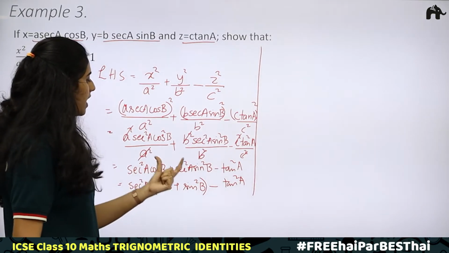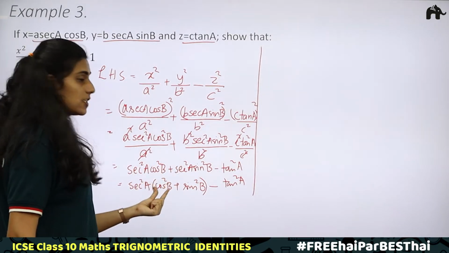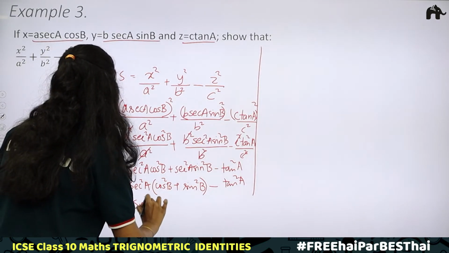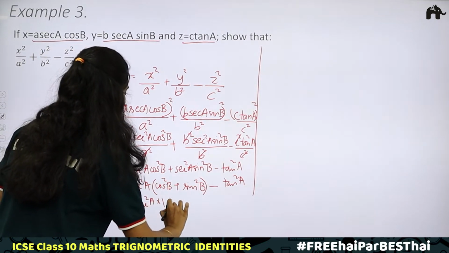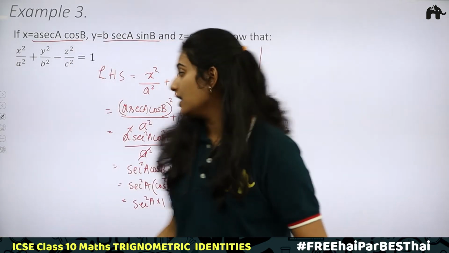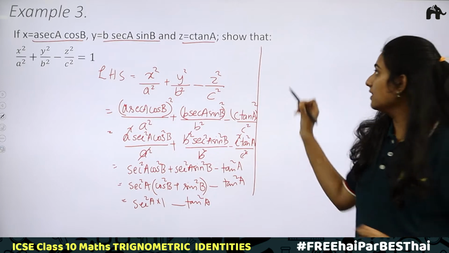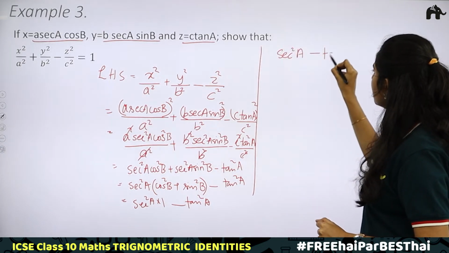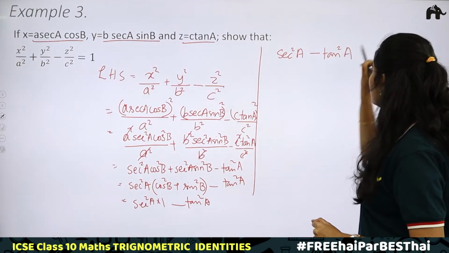Using the identity, we have sin square b plus cos square b equal to 1. Then you have sec square a into 1 minus tan square a. Sec square a into 1 is sec square a, minus tan square a.